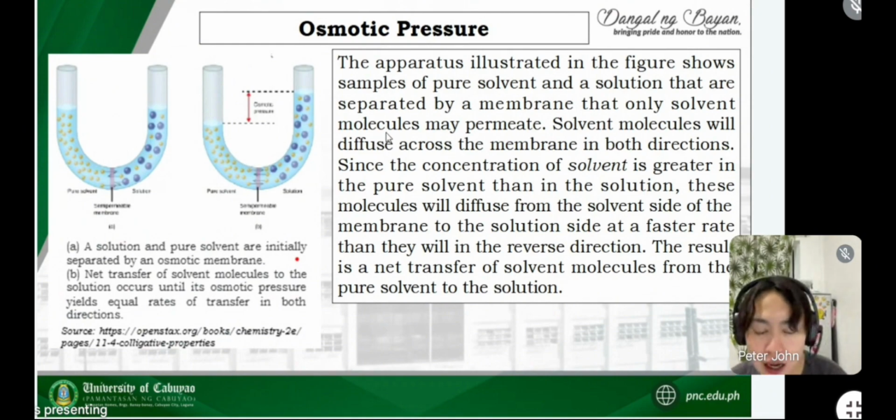So, okay. The apparatus illustrated in the figure show that a simple pure solvent and solution that are separated by a membrane only a molecule may permit. A solvent molecule will diffuse across the membrane in both directions. Since the concentration of solvent is greater in a pure solvent than in a solution, the molecule will diffuse from the pure solvent side of the membrane to the solution side faster than the rate in the reverse direction. The result is net transfer of solvent molecule from a pure solvent to the solution. So, yun nga po yung sabi ko kanina. From a pure, in this case, equal.